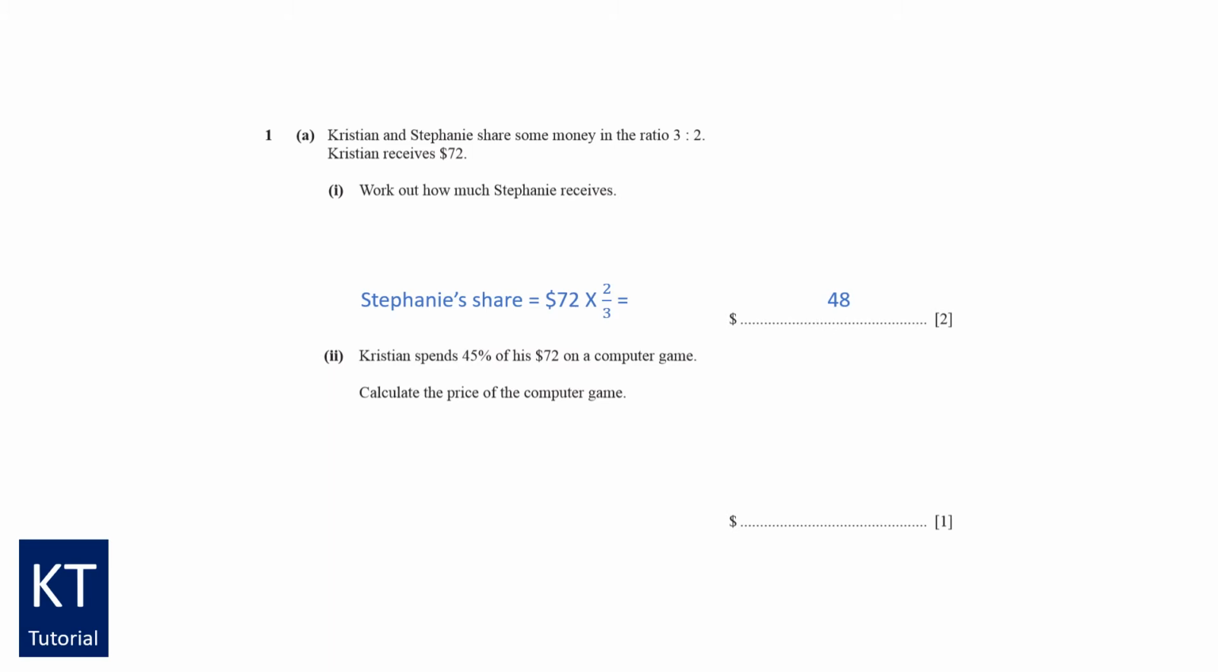Next, Christian spends 45% of his $72 on a computer game. Calculate the price of the computer game. The price of the computer game is $72 times 45%.